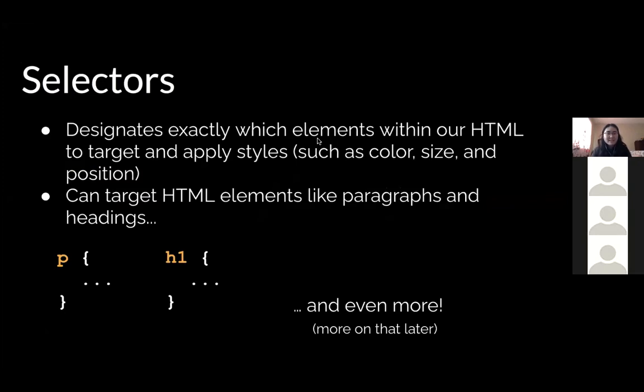So first we need to talk about selectors, which basically designate specific elements within our HTML and target them to apply styles. So you can change the color, size, position, and you can target specific HTML elements or tags like P, which is a paragraph, and header 1 or H1. And the general format is the name of the tag you want to target, whether it be link, P, H1, open curly brackets, and then you would put your CSS in here, and we'll get into what we put in between those brackets, and then close it with the curly bracket.